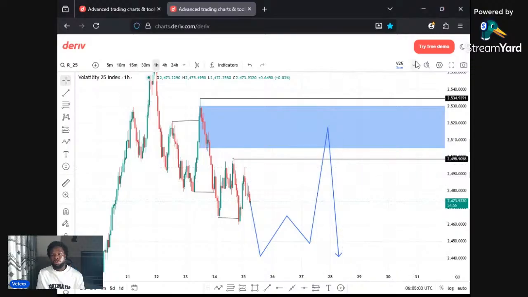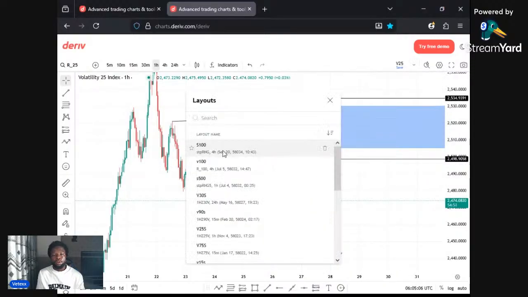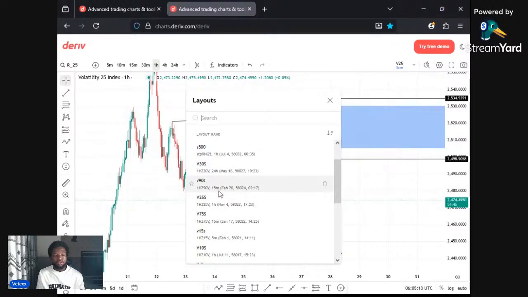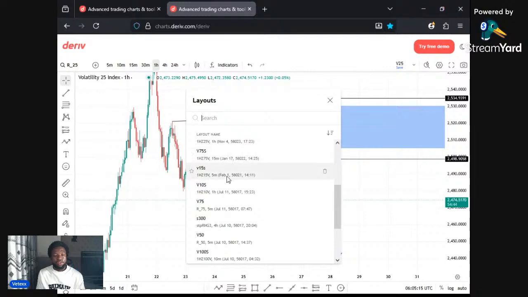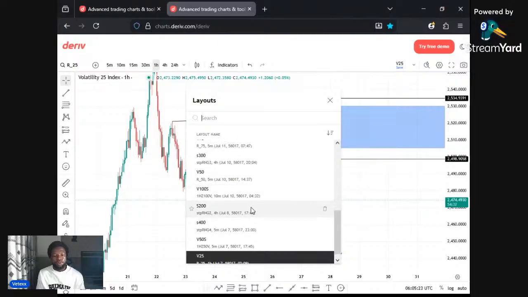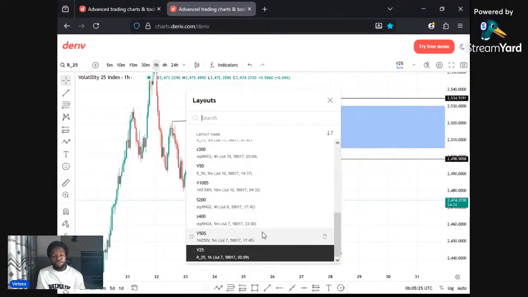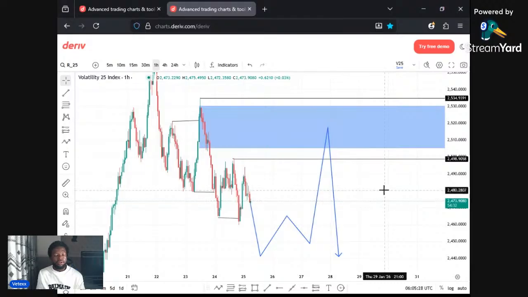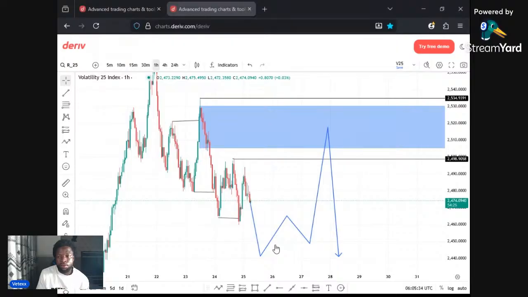Okay, so we've analyzed 14 pairs so far, which is starting from Step 100, V100, Step 500, V30S, V90S, V25S, V75S, V15S, V10S, V75, Step 300, V50, V100S, Step 200, Step 400, V50S, and V25. So we haven't gotten any setup on it, and there are a lot of things we are anticipating at the moment. Hopefully, when price does that, you are going to be taking more trades.